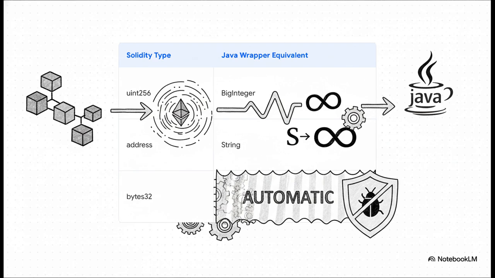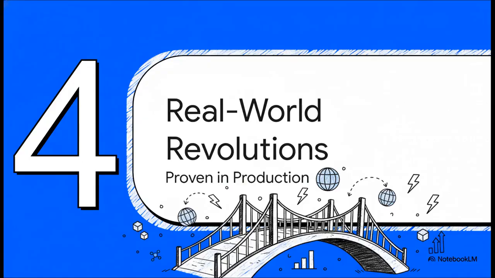All of this happens behind the scenes, which just wipes out a massive source of potential bugs for developers. Okay, so this isn't just some theoretical tool for coders. Web3j is battle-tested. It's the proven bridge being used right now, powering real-world applications across the entire global economy. Let's actually look at the numbers.